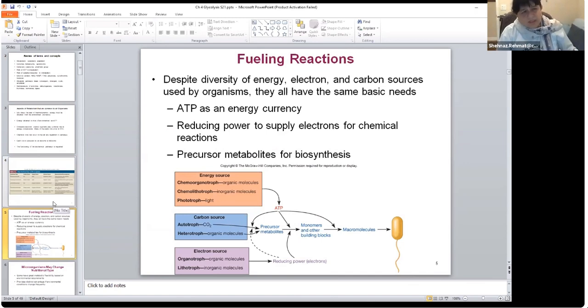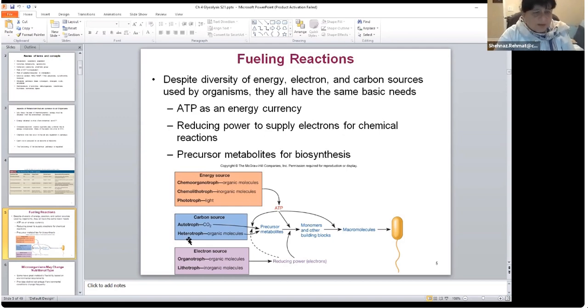Even though there is a huge diversity in the energy, electron, and carbon sources that are used by organisms, they all have the same basic needs. They should have ATP as their energy currency. They should have some reducing power to supply electrons for chemical reactions, and they should have precursor metabolites for biosynthesis. These smaller precursor metabolites are something that we will focus on in a little bit, and then we'll talk about the energy ATP and your electrons that will be supplied by the oxidation reduction reaction.